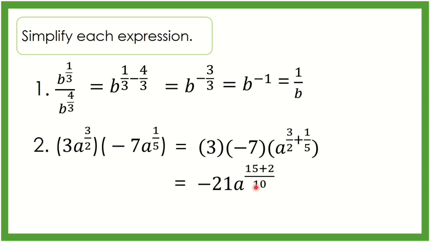And then, we divide 10 divided by 2, that is 5 times 3, nakuha yung 15. And then 10 divided by 5, that is 2, times 1, so nakuha natin yung 2. And then we simplify, we have negative 21, a raised to 15 plus 2 is 17 over 10. So hindi na natin to ma-simplify. So this is our final answer.